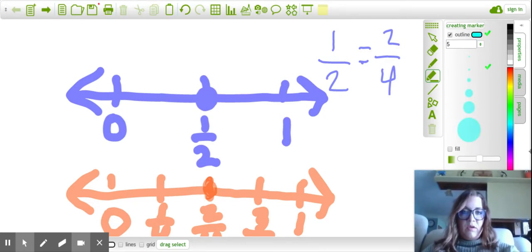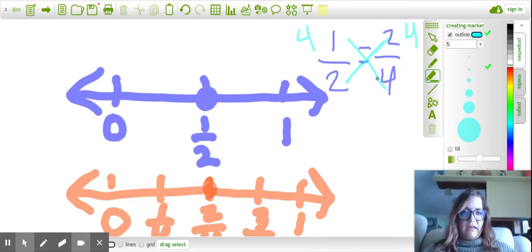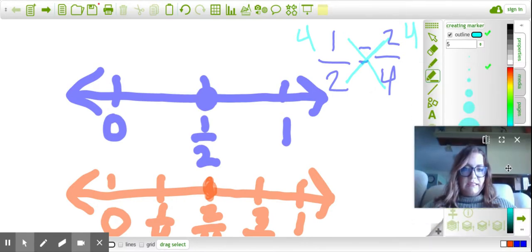Now, we can also check this by doing our cross multiplying or fishing. So remember, we multiply right across the numerator times the denominator. 4 times 1 equals 4. And then we'll do the other side. 2 times 2 equals 4. 4 and 4, they are the same. So these two fractions are equivalent. So that is one way that we can find equivalent fractions.